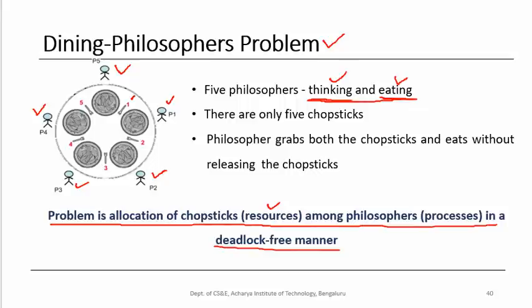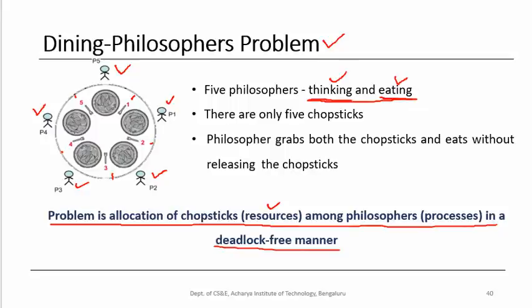There are here 5 chopsticks, 1, 2, 3, 4 and 5. Every philosopher needs 2 chopsticks, so there should have been 10 chopsticks, but there are only 5, which means that these philosophers have to share these chopsticks, right? So that is the root cause for the issue.